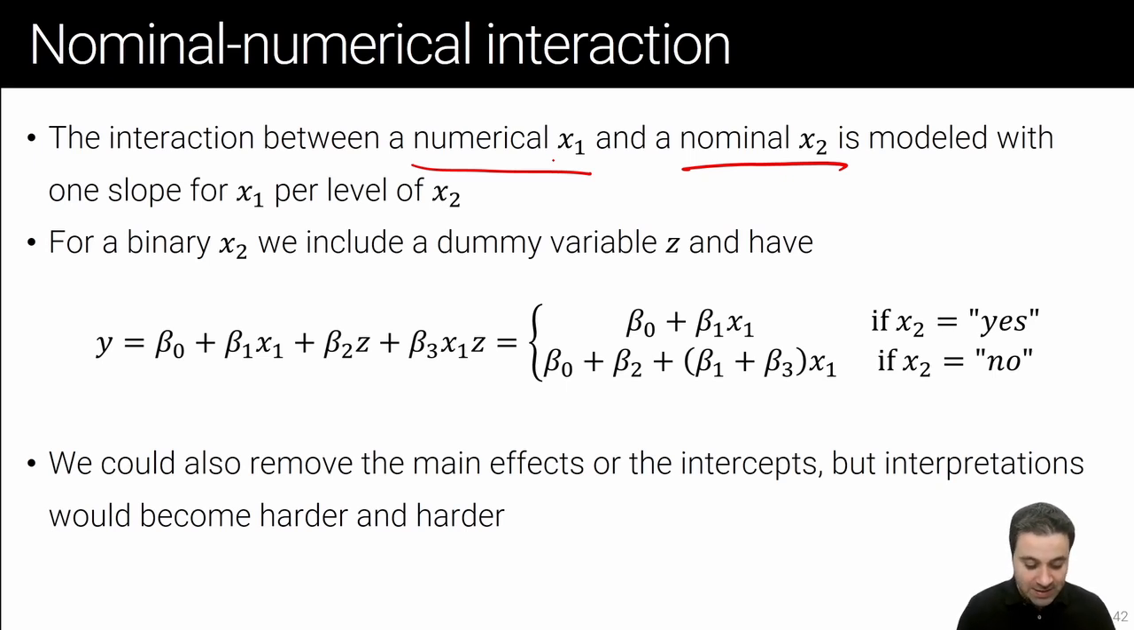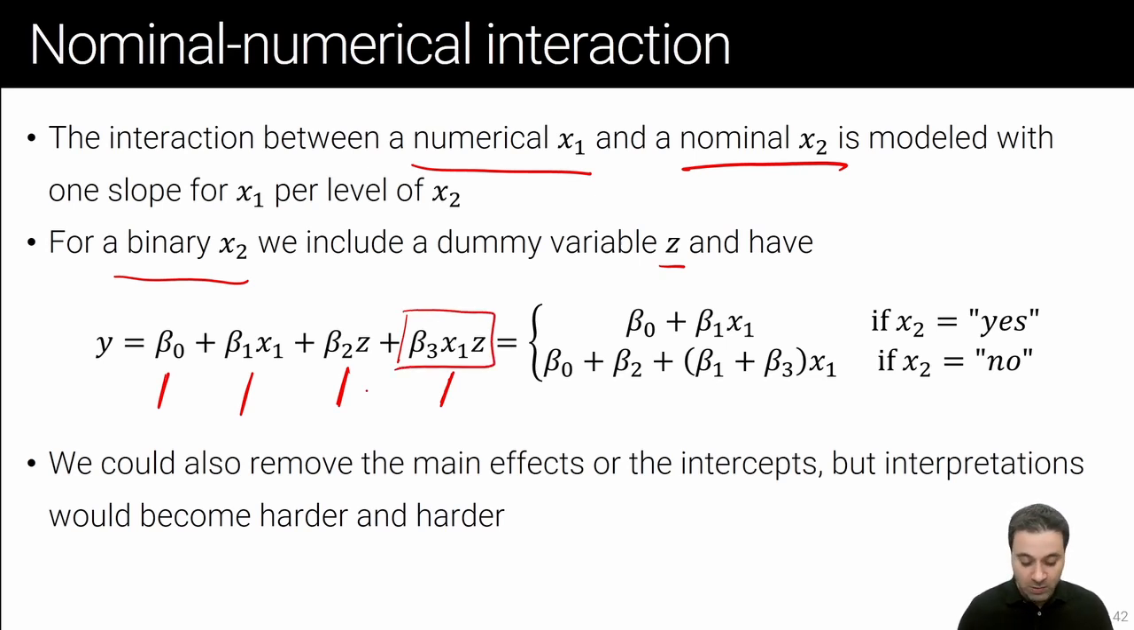So again, for simplicity, let's say we have a binary categorical variable, only yes or no. What we do is include a new dummy variable. Let's call it again z. What does the model look like? We have, again, the common intercept. We have the slope for the first coefficient, which is numerical. We have the deviation from the intercept for the categorical variable. And then we have the interaction, beta 3. This beta 3 is modeling the deviation for the slope.